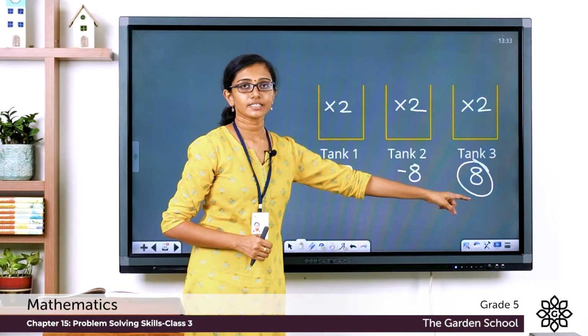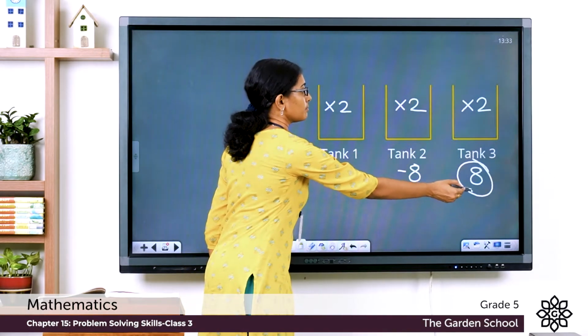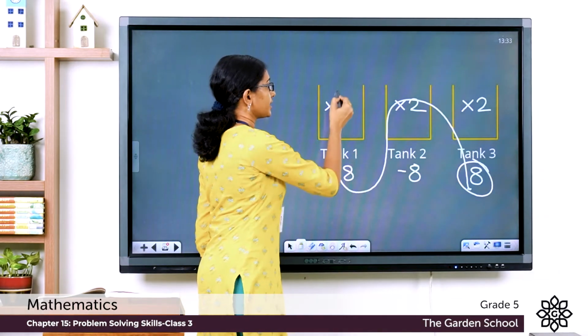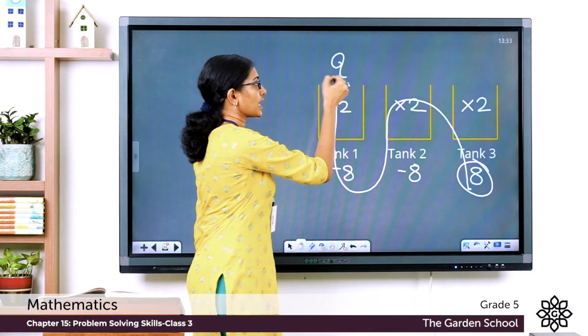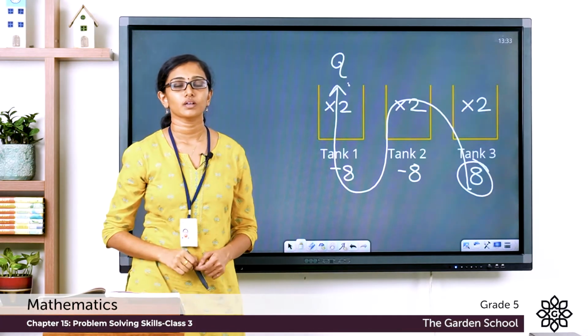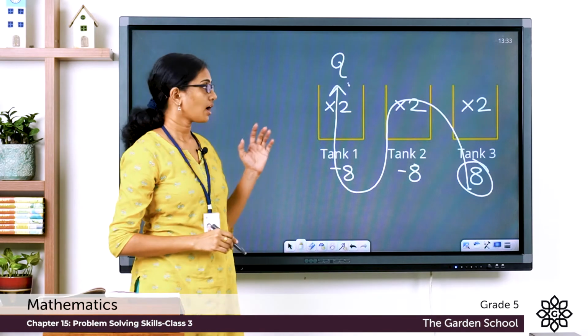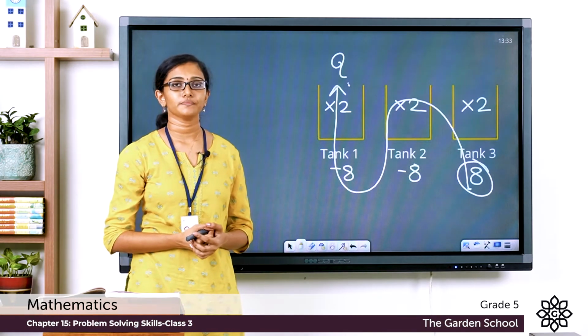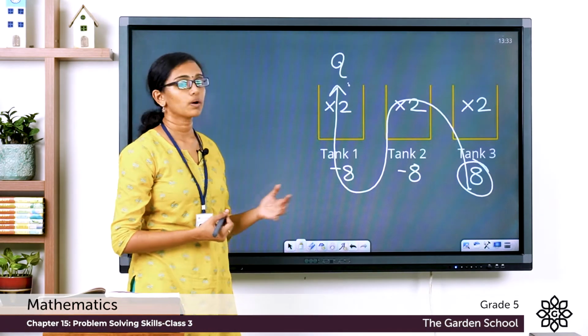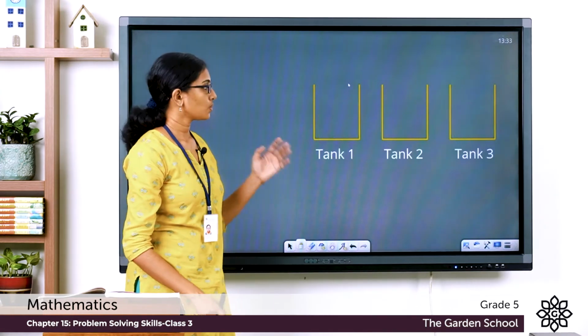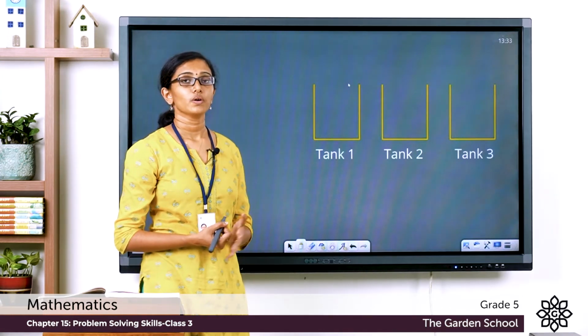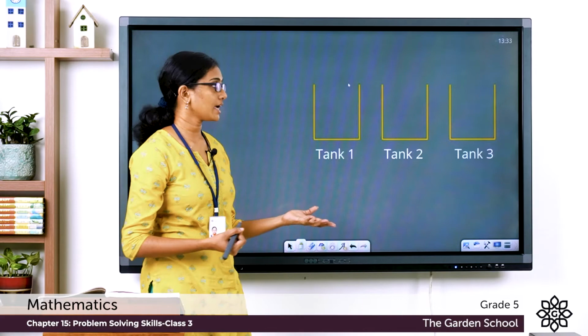From this data, we need to work backwards and find out how many flowers she had with her in the beginning. How do we do this? How do we solve this problem? Let's see how we can work backwards. So from the question, we know in the end she was left with 8 flowers.